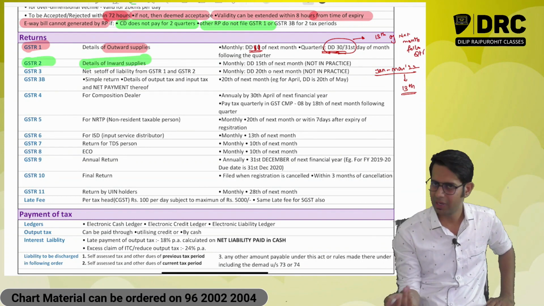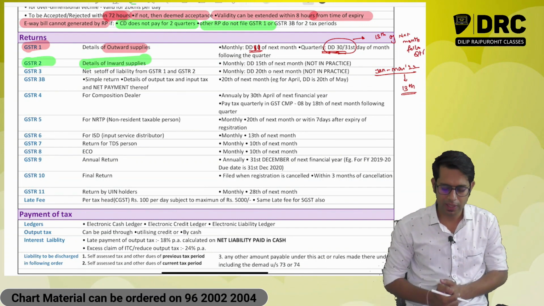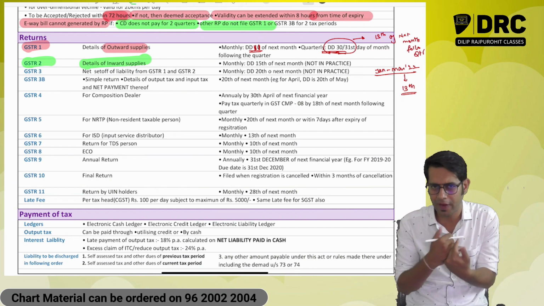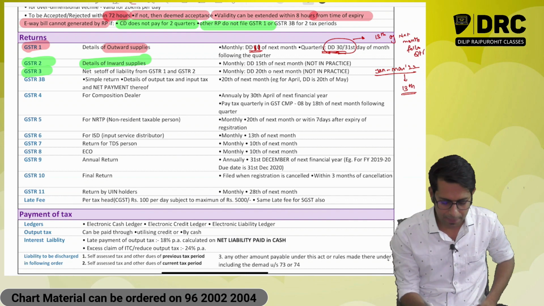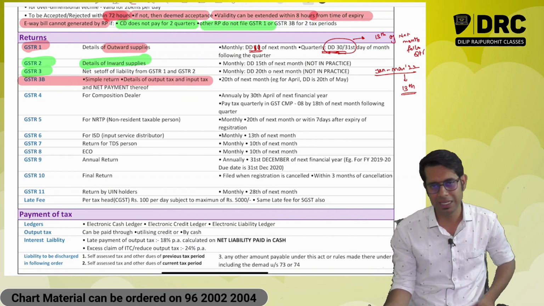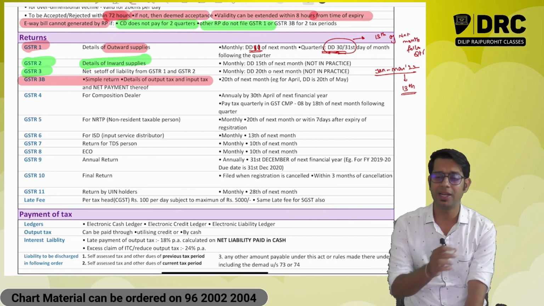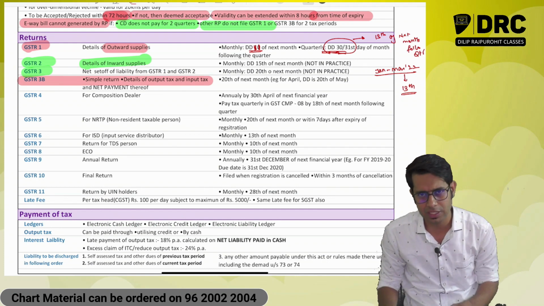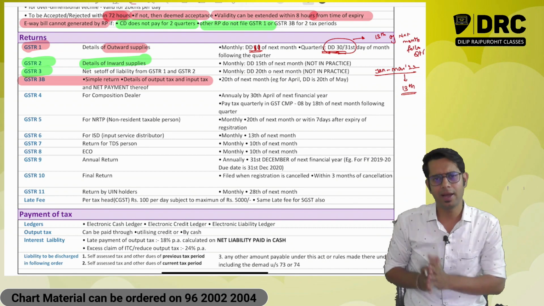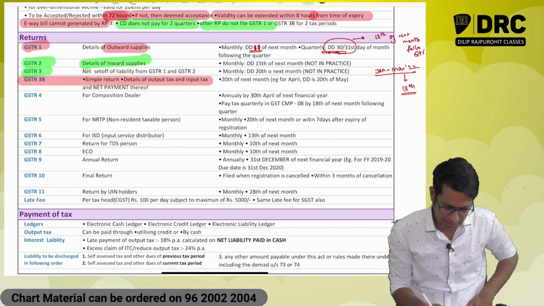Then GSTR2, it is not there. It was a return which was supposed to be filed for giving the details of inward supply. GSTR3 also is not there, but we have something called GSTR3B. GSTR3B is a summary return wherein you give the consolidated details of your outward supply and the details of your inward supply, and accordingly you make the payment of taxes.